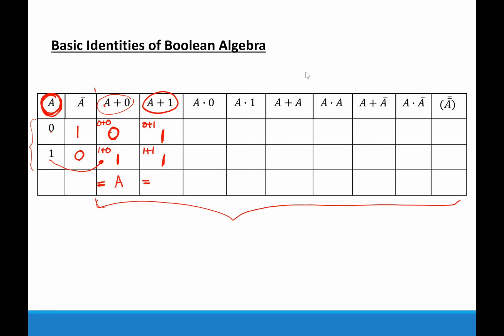So here we can write: if we add 1 to A, the final answer is always equal to 1, okay? This is an important result. You need to remember that whatever the value of A, if we add 1 to that variable, the final answer is equal to 1, okay? Remember that.